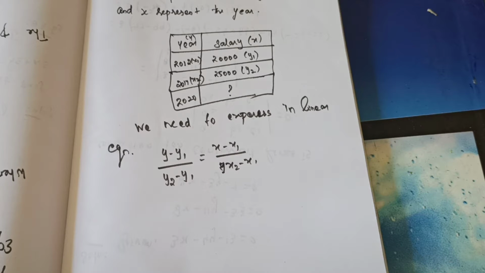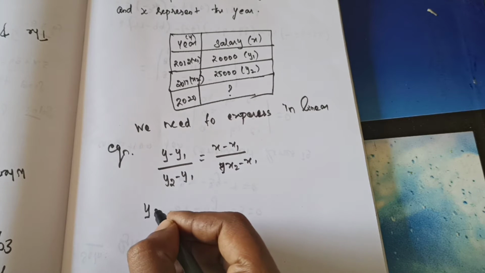Why, ma'am, this formula you are using here? Okay. So if you need to find the linear equation, you know, is it right? If you need to find the linear equation, here two points are given, means we will use this formula.